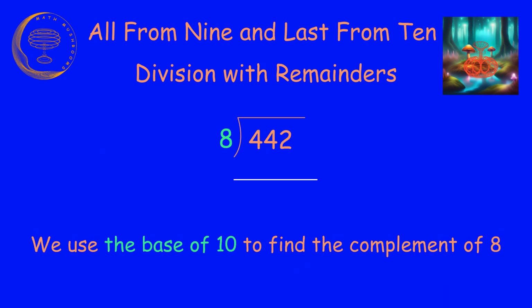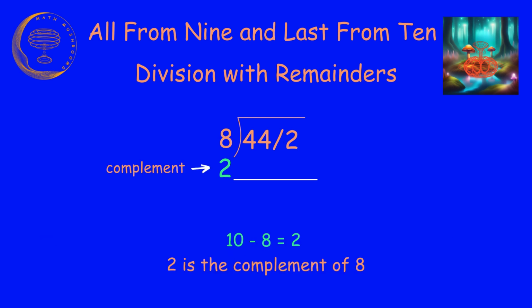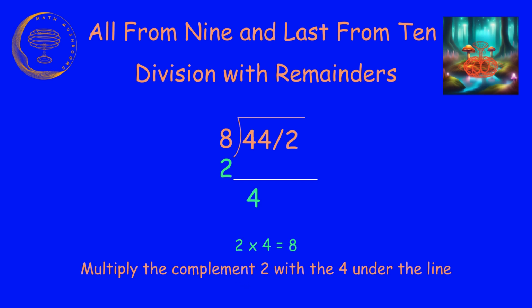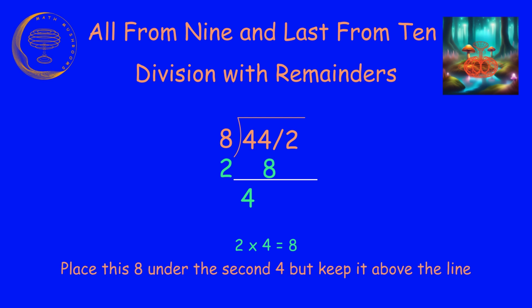Here we have 442 divided by 8. 8 is the divisor, which we will find a complement for, using the base of 10. 10 take away 8 equals 2. 2 is our complement. Place the first 4 of the dividend under the line, keeping them lined up with each other. Multiply the complement 2 by the 4 we just placed below the line. 2 times 4 equals 8. Place this 8 in the work area below the second 4 of the dividend, but above the equal line.